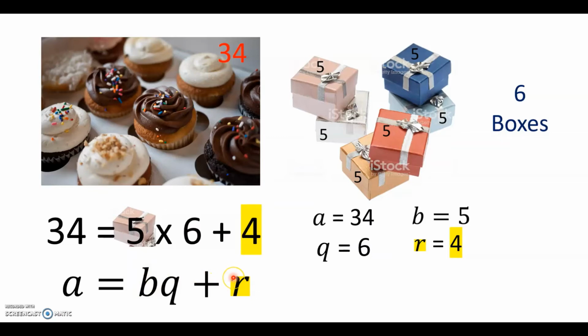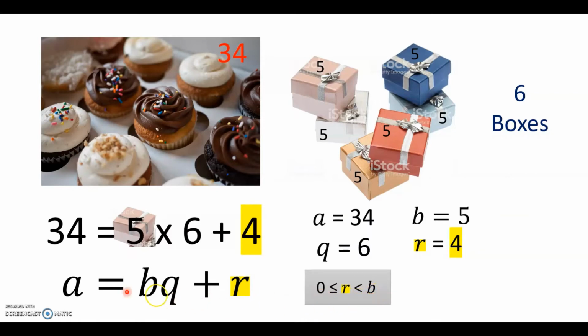So let's say that R has to be less than B and also R can be 0. When this is 35, there will be 7 here and your R will be 0. So R can be 0 and it can go all the way up to 4, which is less than B. It can be any number from 0 up to less than B. So this is our condition here: R has to be greater than or equal to 0 and it has to be less than B.